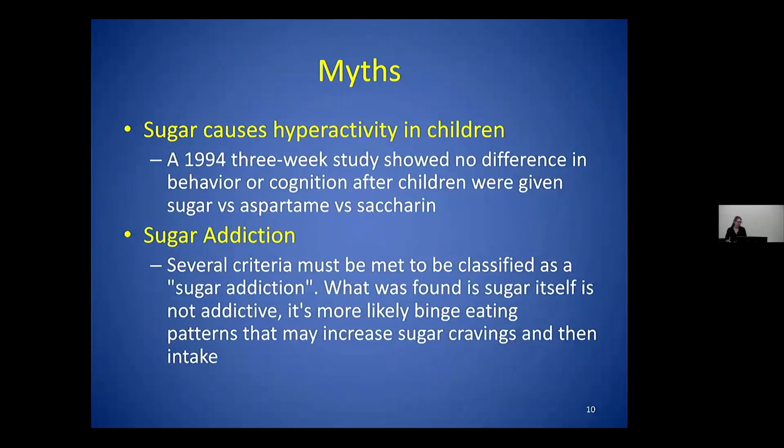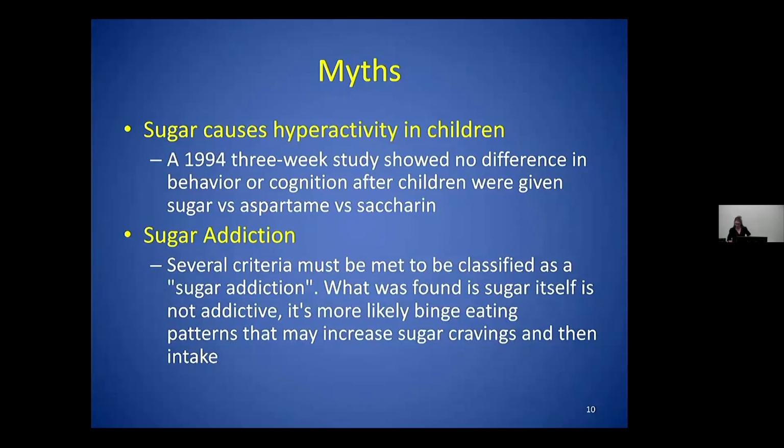Secondly, we have sugar addiction. And so the research on that looks into what an addiction is. To be able to define someone as having an addiction to a substance, they have to meet 3 of these 7 criteria. So they have to have an increased tolerance for the substance. They would have to have withdrawal effects, and they would be taking more of the substance in.